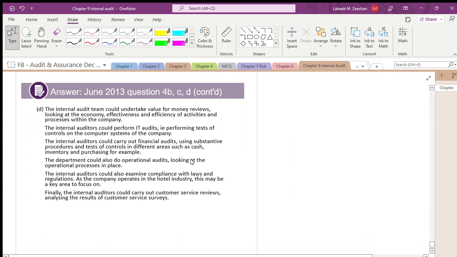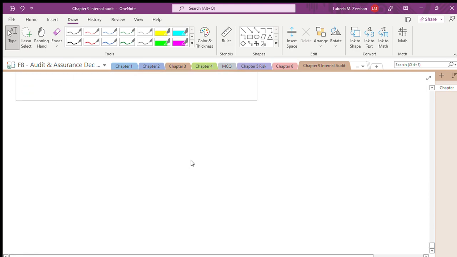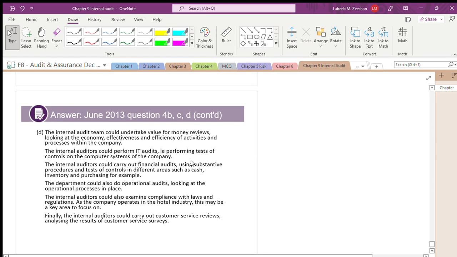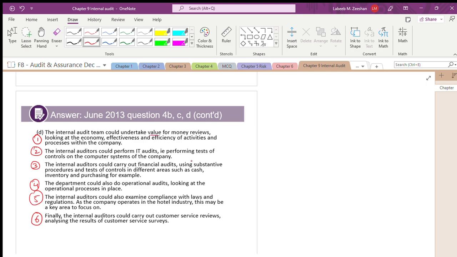Is it right? Now, what the management can ask, okay? What the management can ask internal auditors to do the job apart from fraud and investigation. Is it right? To my knowledge, 1, 2, 3, 4, 5 and 6. Internal auditor could undertake value for money audit. This is very, very relevant. Okay, VFM. Is it right?